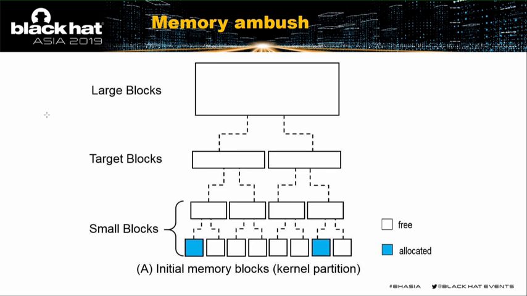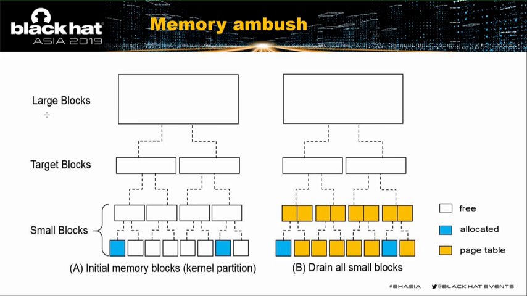In this figure, it shows the initial state of the kernel memory. The kernel memory also has multiple lists of different blocks, and some small blocks have already been allocated, for example for the network ring buffer. If we want to share the target blocks between the two objects, we have to drain the small blocks first. So in Figure B, we exhausted all the small blocks using the page tables by means of the mmap system call.